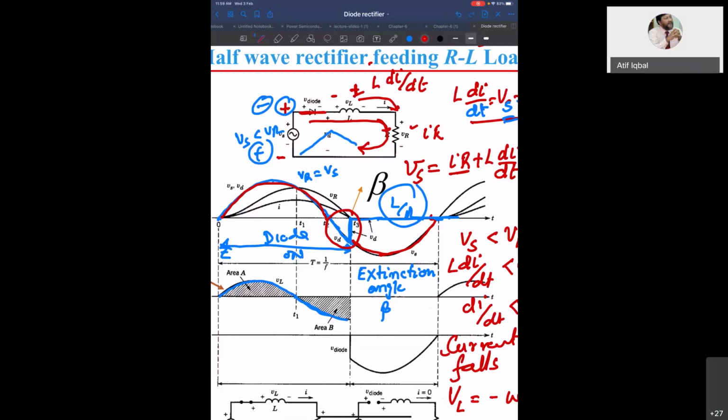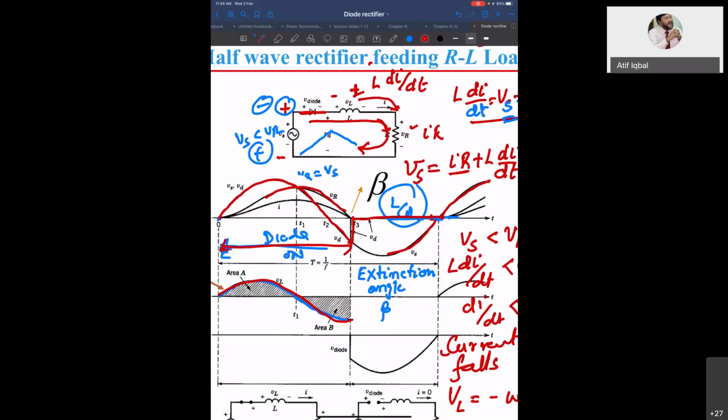Okay. So now the output voltage waveform will have some negative portion also, from here to here, and this is my output voltage, and then this follows. This is my voltage across resistance. This is my voltage across inductance, and from here to here the diode is on.